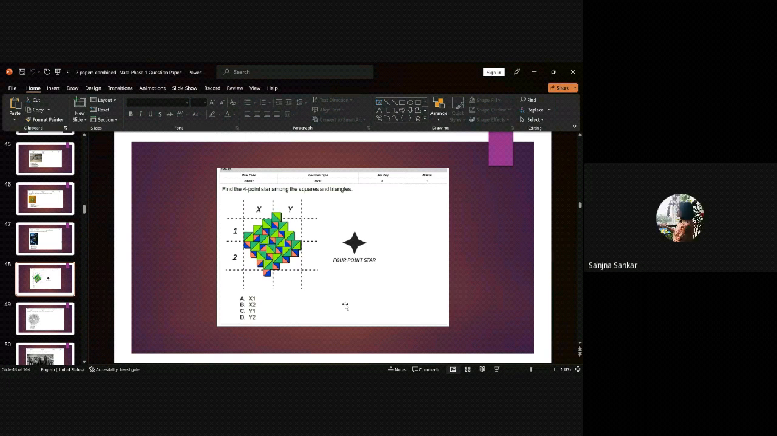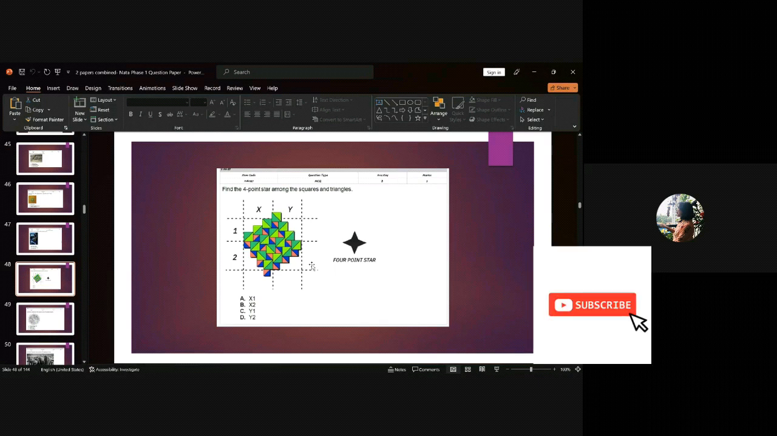Find the 4 point star among the squares and triangles. Here in the question, a 4 point star is shown, a black star. The question asks where in this image it is seen. There is a set of squares and triangles, divided in a grid. There is x, y, and 1, 2. So either x1, or y1, x2, y2. The question asks where it is seen.